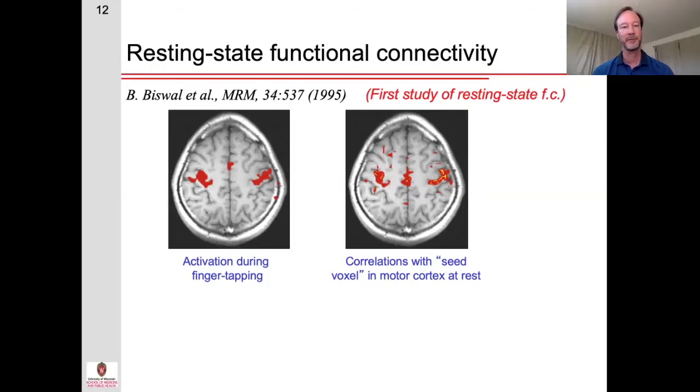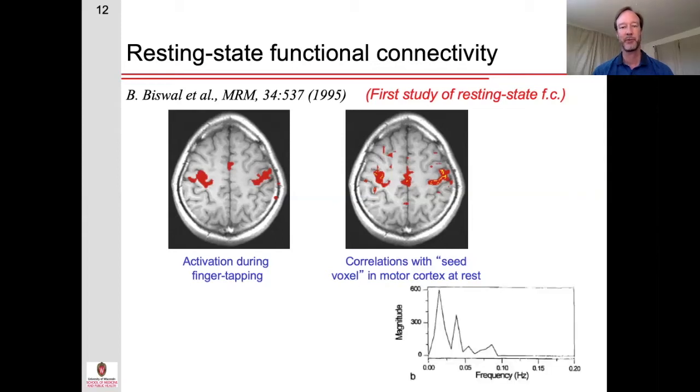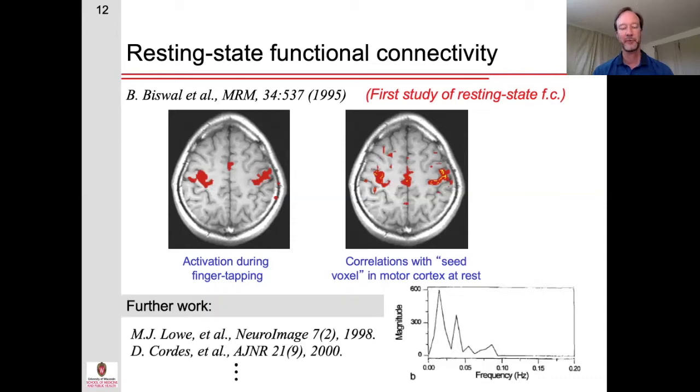The other thing that Bharat Biswal showed in this study is that these correlated fluctuations occur at very low frequencies, typically between 0.01 and 0.1 hertz. So these are cycles of about 10 to 100 seconds. And there's a lot of really great follow-up work that was done in the following years by Mark Lowe, Dietmar Cordes, actually right here at the University of Wisconsin-Madison.